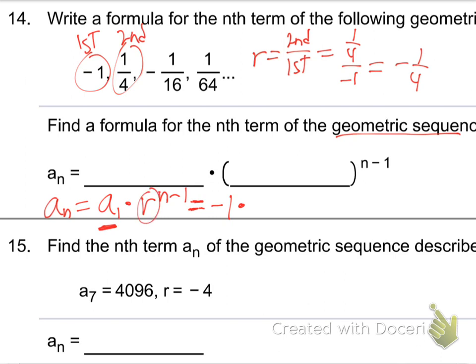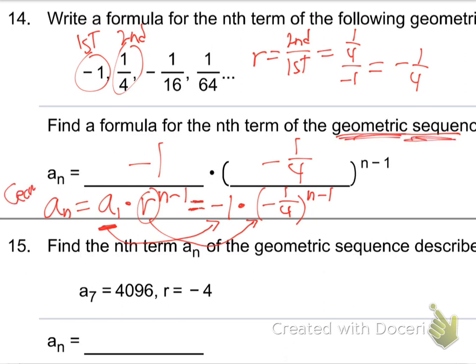So here's a1, R is now -1/4 to the n minus 1. We're done. They want a -1 here. They want a -1/4 there. We got the formula. Is that okay? So you'd have that formula on your 3x5 card, and you would write next to it geometric.